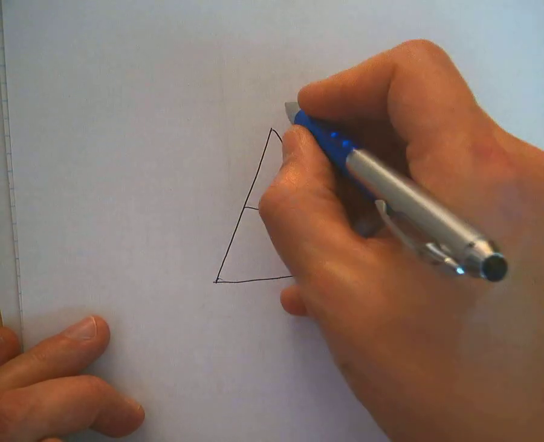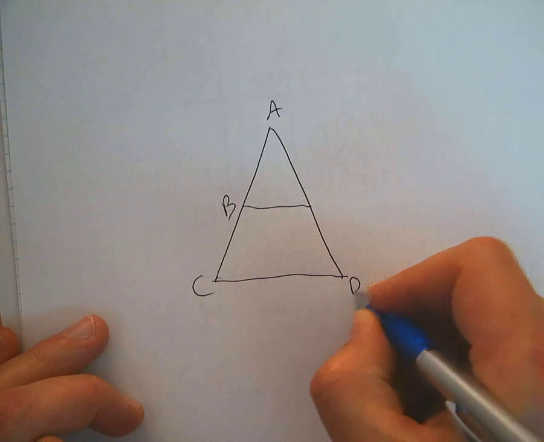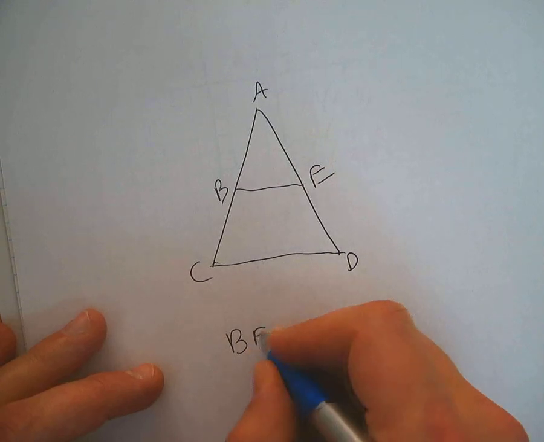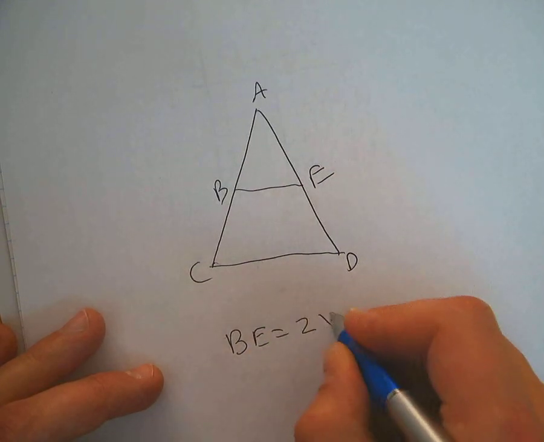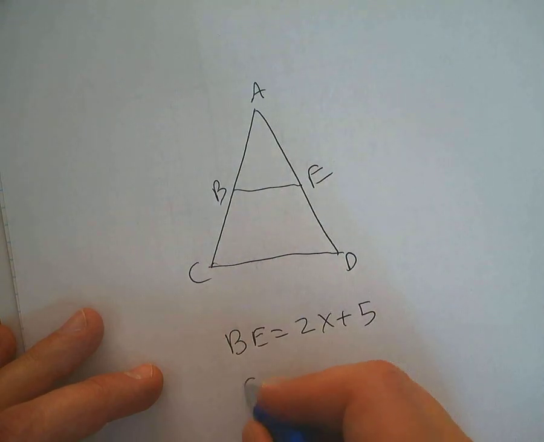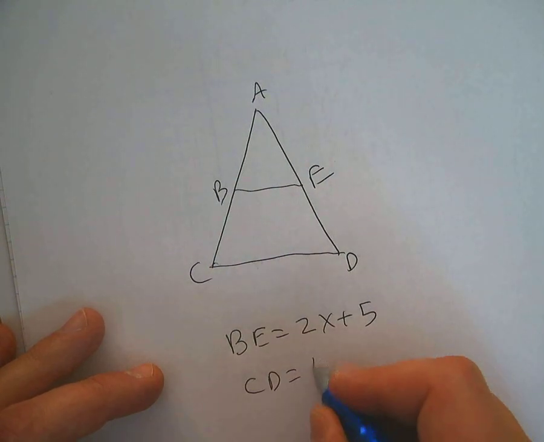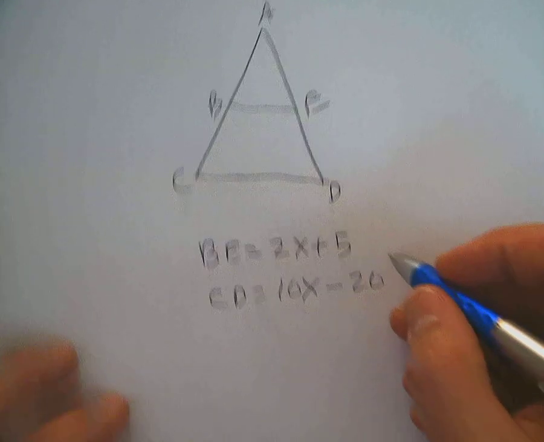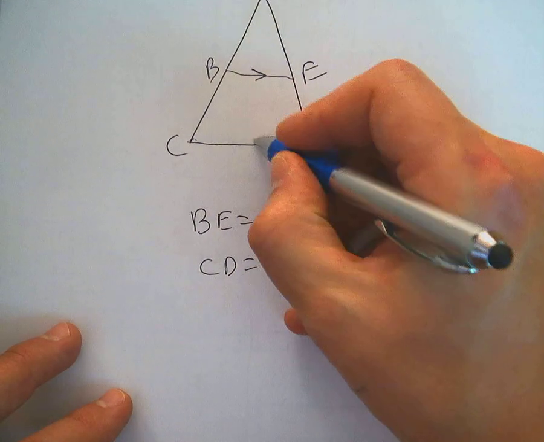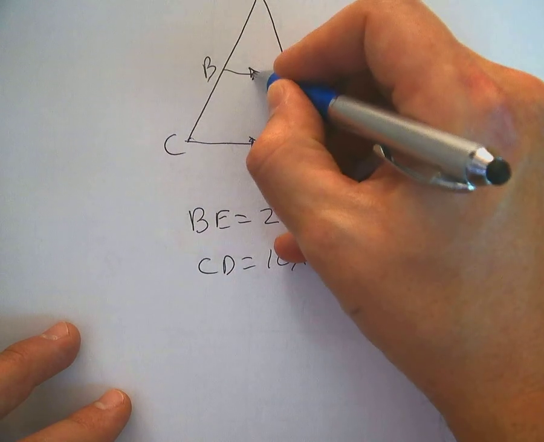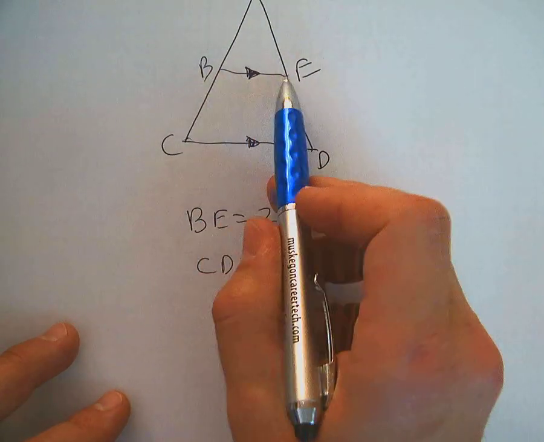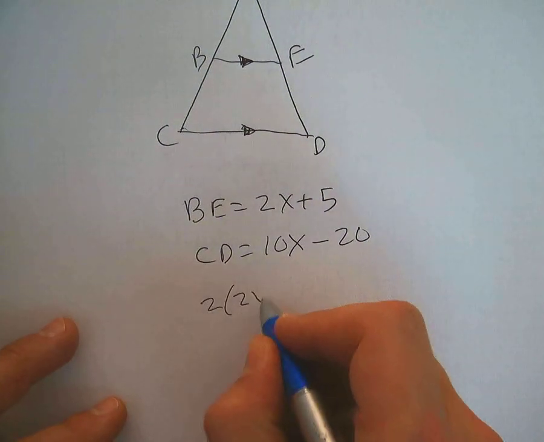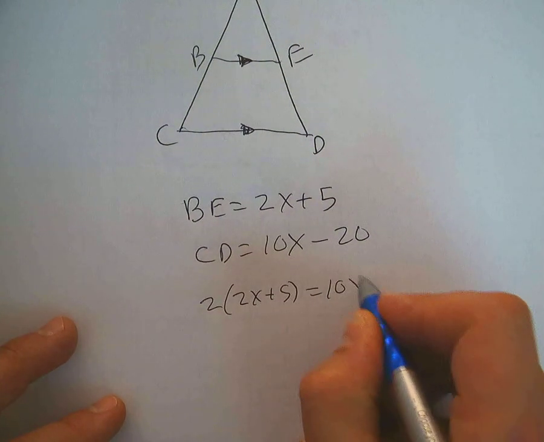Okay, so a mid-segment problem. Remember mid-segments, A, B, C, D, and E. Let's say BE is equal to 2x plus 5, and CD is equal to 10x minus 20. Since these are parallel, BE is half the length of CD, so you have to double BE. So you take 2 times 2x plus 5, and set that equal to 10x minus 20.